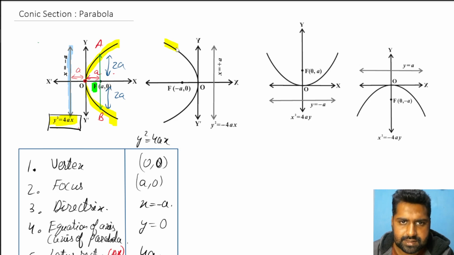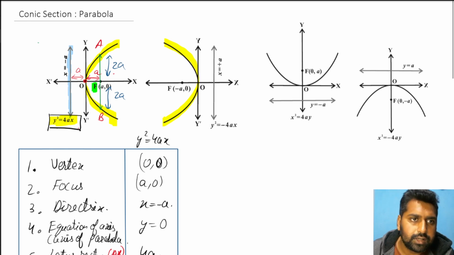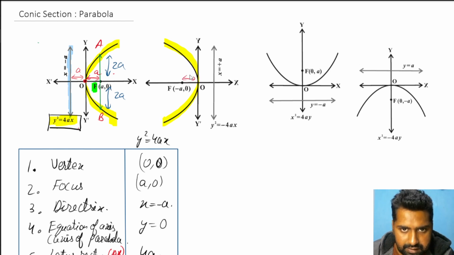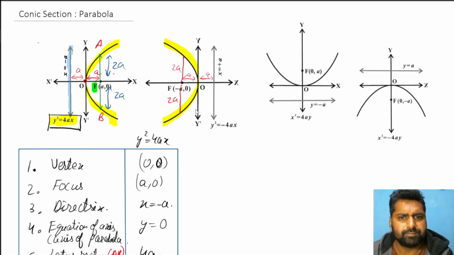Okay, you can see this is still the same shape. The axis is still x-axis. It's just that we have inverted the shape. Now focus will be on the left, directrix will be on the right. This distance will be still a. This distance will be still a. The distance above and the distance below will be 2a, 2a. So that's pretty much what you have to remember. And vertex is still the origin.